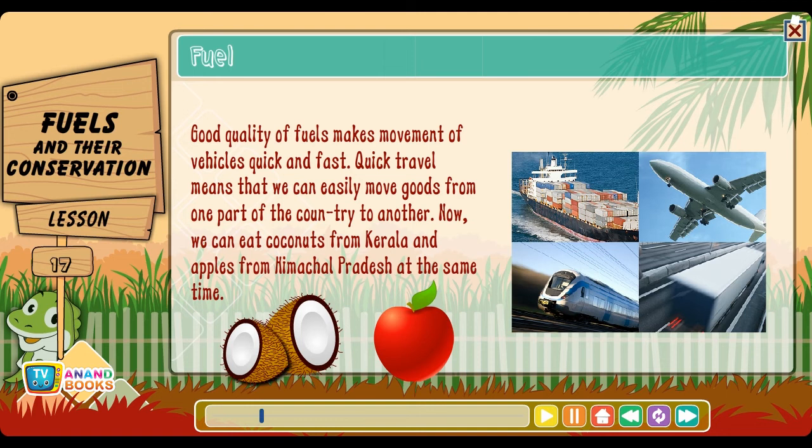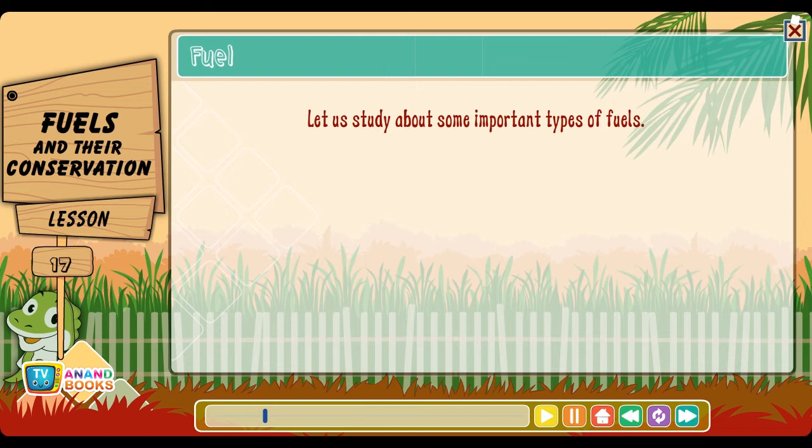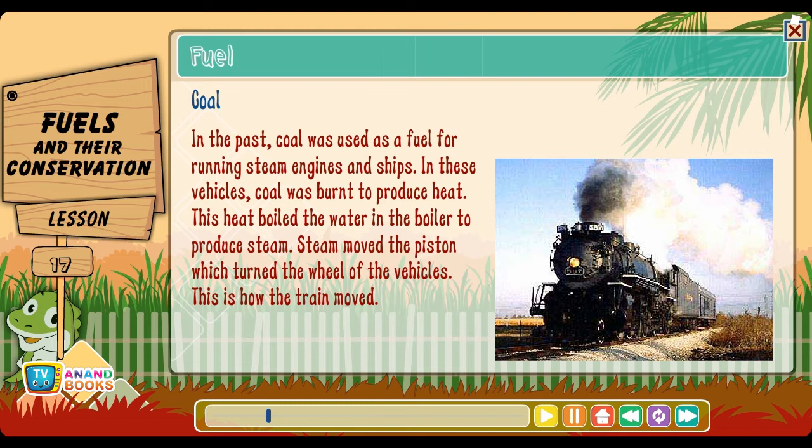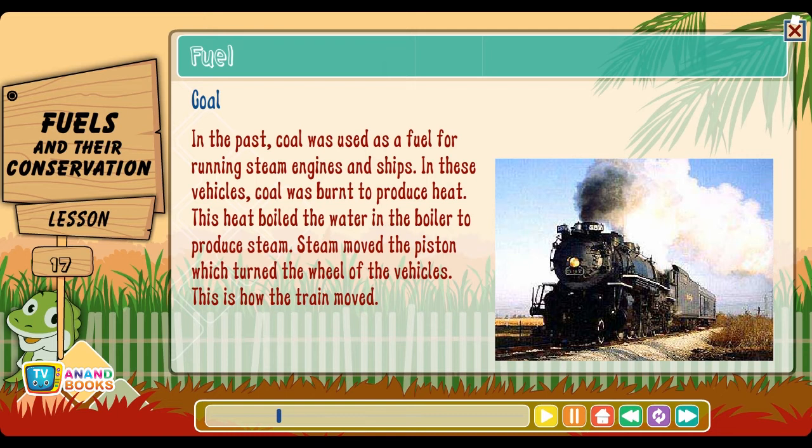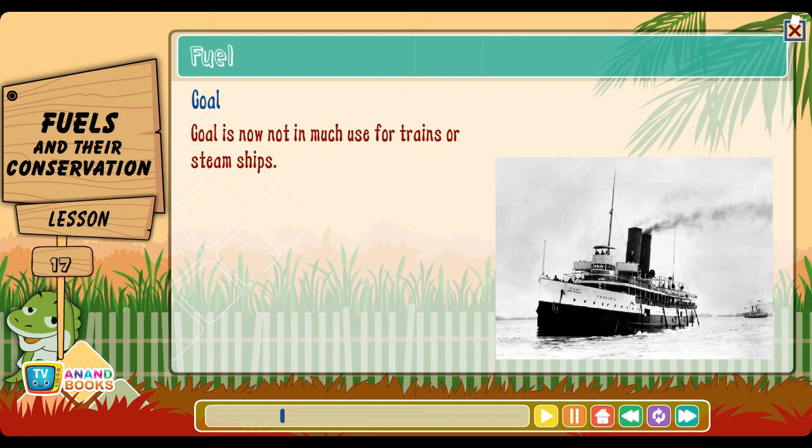Let us study about some important types of fuels. Coal. In the past, coal was used as a fuel for running steam engines and ships. In these vehicles, coal was burnt to produce heat. This heat boiled the water in the boiler to produce steam. Steam moved the piston which turned the wheel of the vehicles. This is how the train moved. Coal is now not in much use for trains or steamships.